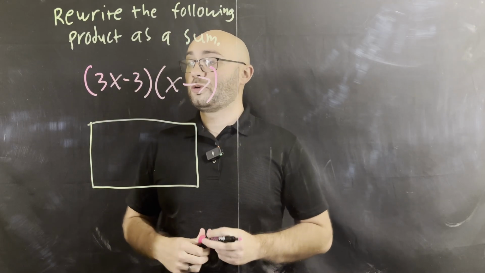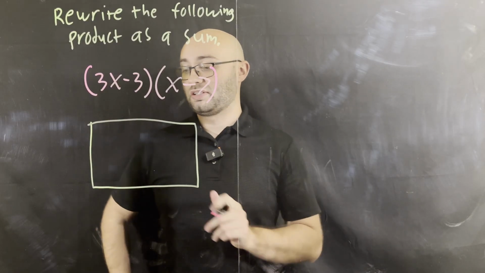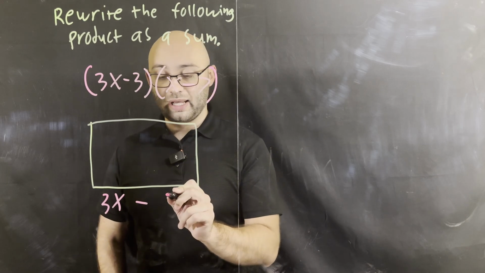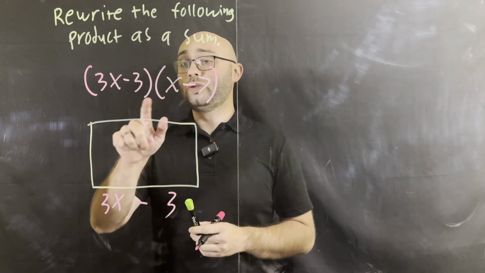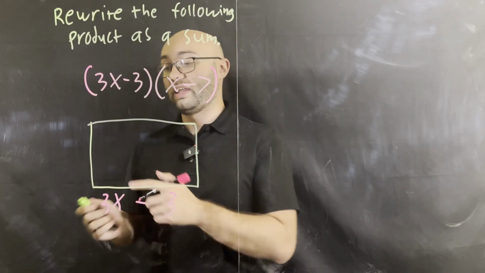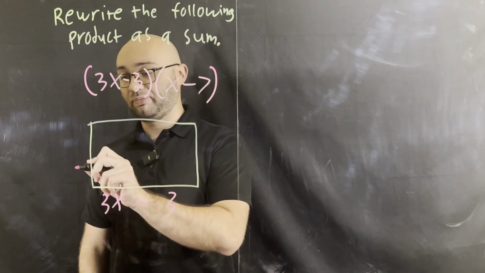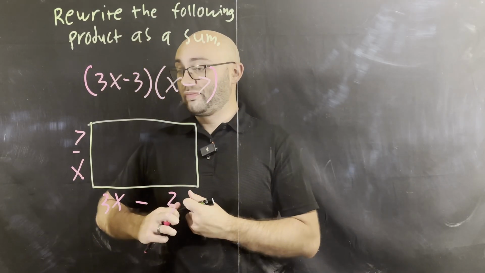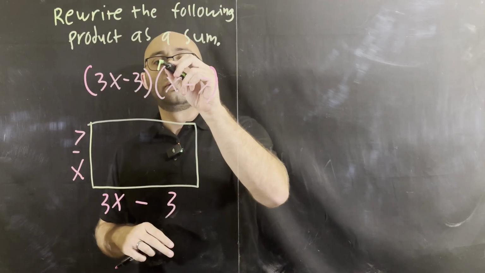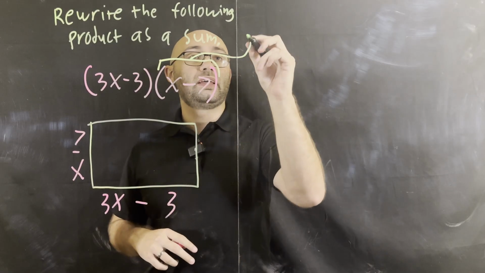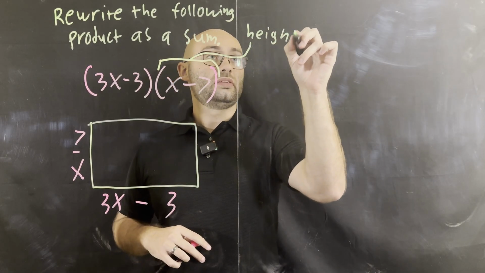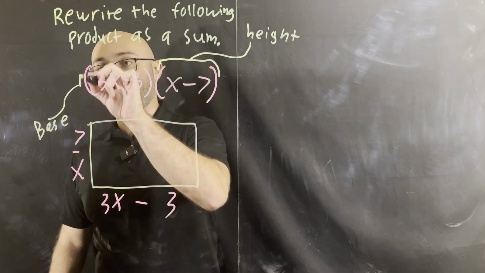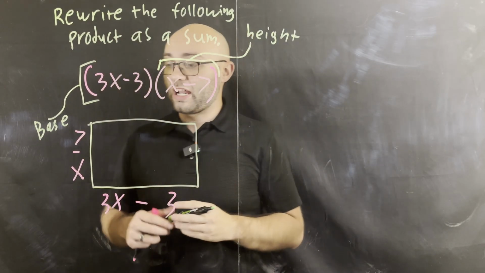Now I'm going to write this first part as my base. So I'm going to do 3x, and then remember I'm going to write my sign, minus 3. Now I hit a new set of parentheses after that, so I know that this part is going to be my height, x minus 7. Now, in fact, here, I'm going to do this for you guys. I'm going to take this, I'm going to highlight it. This one was the height, and this one is the base. So keep that in mind.